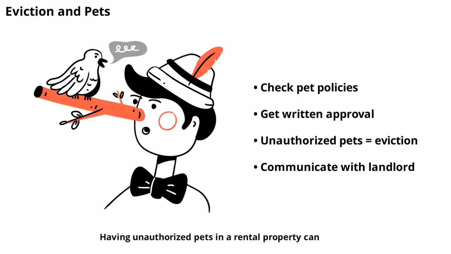Having unauthorized pets in a rental property can be a lease violation and grounds for eviction. Tenants should always check their lease for pet policies and get written approval if needed. If a pet is discovered without permission, the tenant may be asked to remove the animal or face eviction. Clear communication can help resolve these issues.